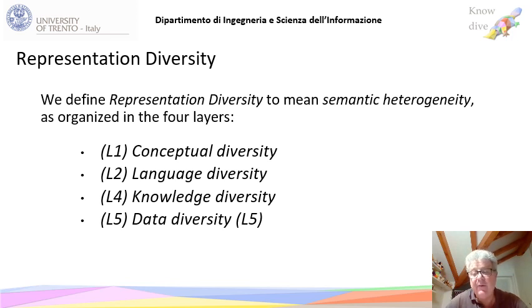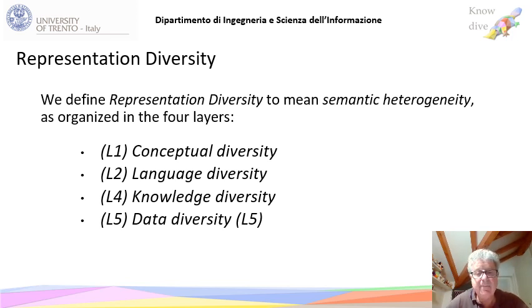The representation of diversity is our vision of this problem, at the same time our solution, because we say that the way to deal with the problem of semantic heterogeneity is to deal with it as a problem of diversity of representation. A problem of diversity of representation that, as I said in my previous slides, we can deal with at different layers: at the level of concepts, at the level of language, at the level of knowledge, and the level of data.